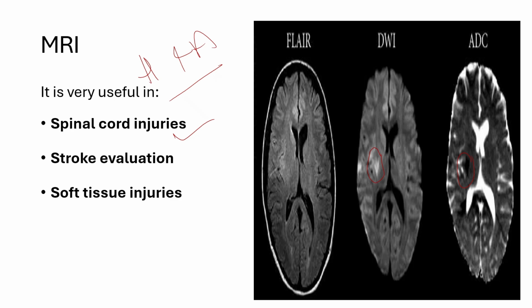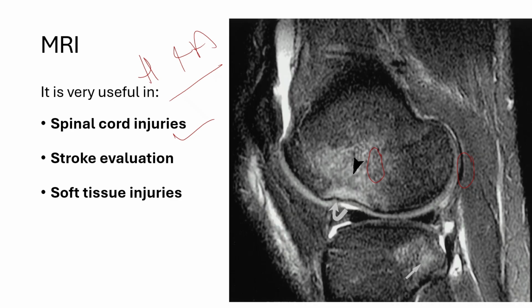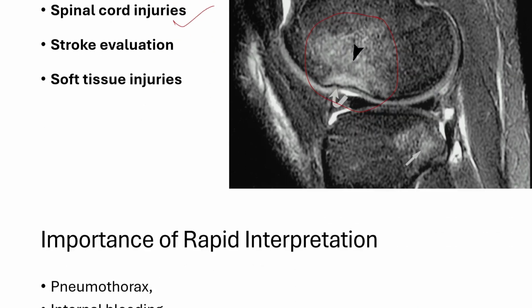Another is bone and soft tissue injury. Bone contusion could not be visualized on X-ray, whereas it is much better appreciated on MRI. We can see here this is the bone contusion, and soft tissue injury can also be excellently visualized in MRI compared with CT and X-ray. It provides excellent soft tissue contrast, so soft tissue injury is much better appreciated in MRI.